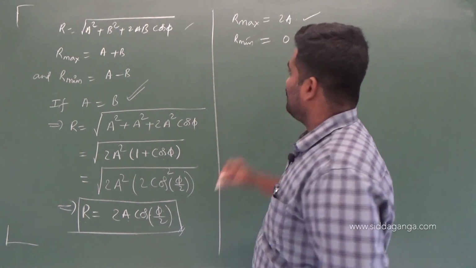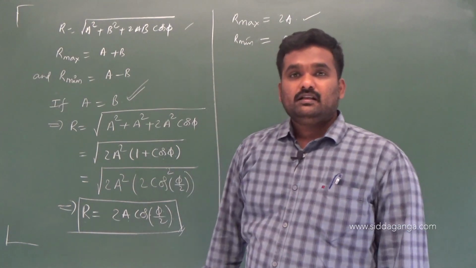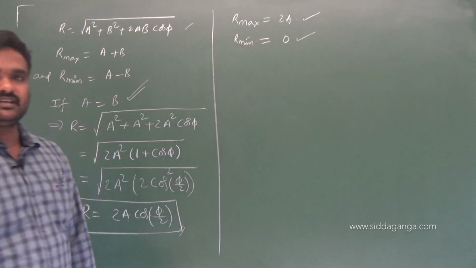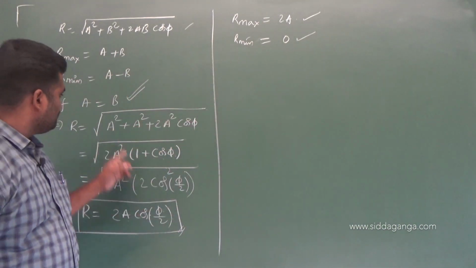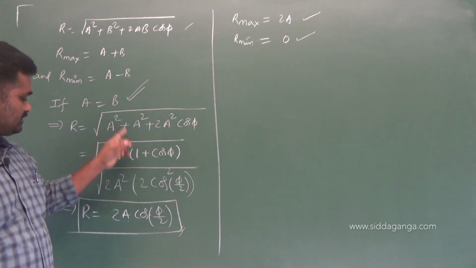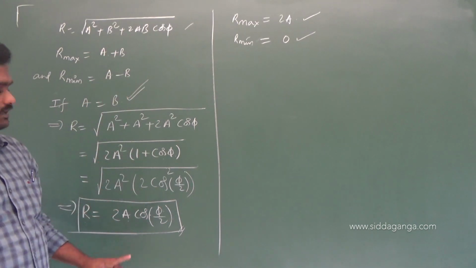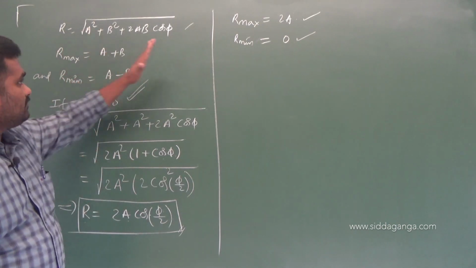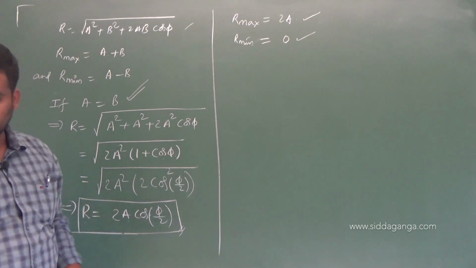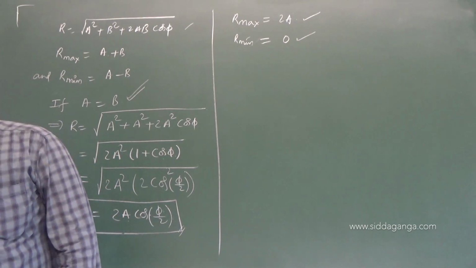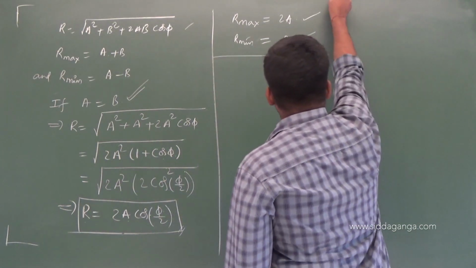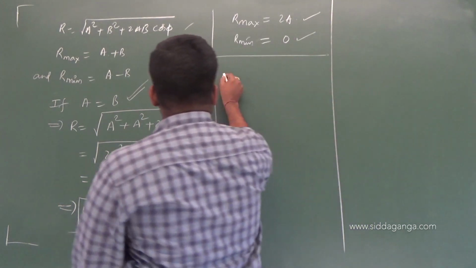This is R maximum and R minimum in the case of two waves superposed with equal amplitudes. If both of them have equal amplitudes, this is the way we have to remember it. This is about how to write R maximum and R minimum as well as the resultant amplitude when amplitudes are equal. Apart from this, I told you one more term we have to learn. What is that? Intensity.